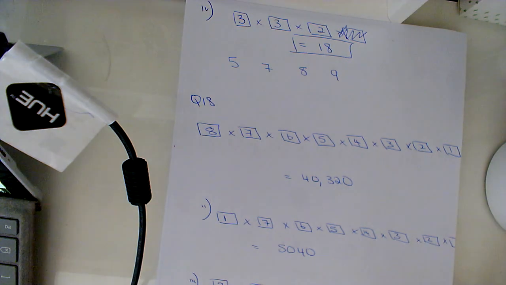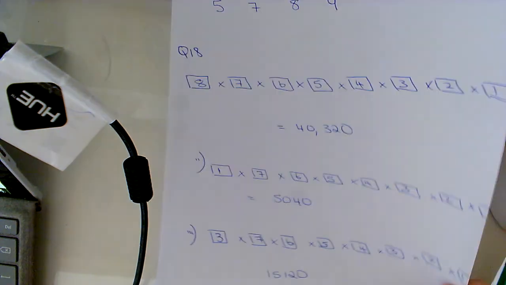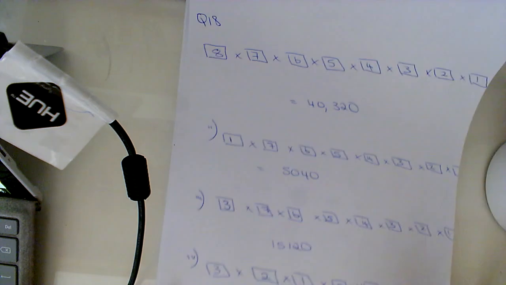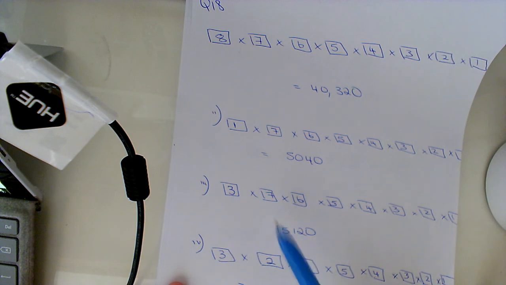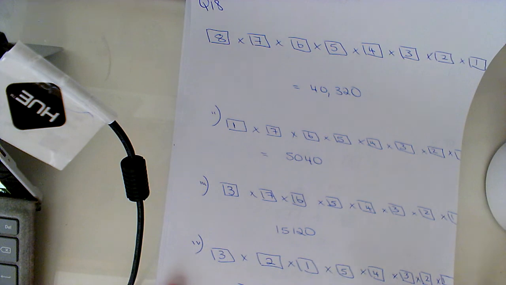Part 4, it says if the 3 vowels must come at the start. So that means my 3 vowels here must come at the start, and then I'm going to have 3 by 2 by 1, and then I'm left over with 5 by 4 by 3 by 2 by 1, which will give me 720.